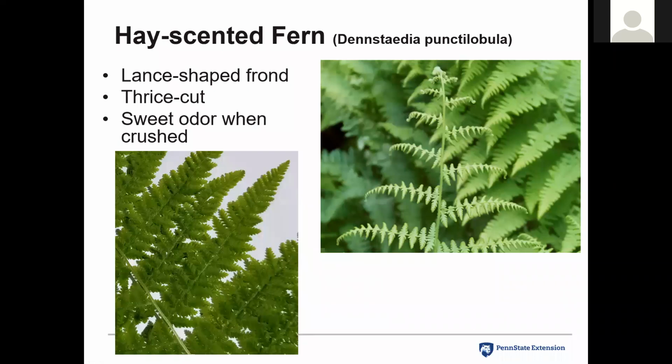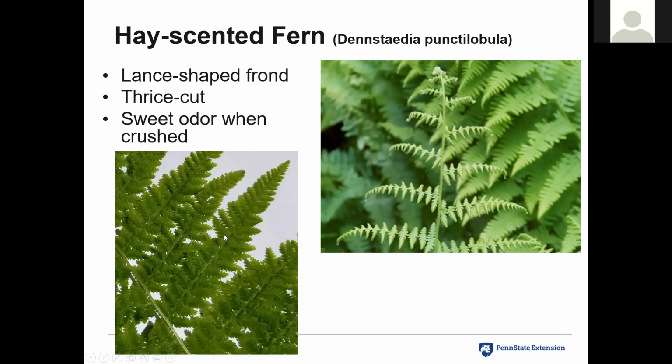So here's hay-scented fern. So the frond or the leaf on hay-scented fern is lance-shaped or triangular shaped in general. It's thrice cut, and I want to try to describe that to you. So what that means is that the stem is 3 times divided. So if you look in this image in the lower left here, this is the main stem of the frond. So that's divided by these individual leaves, I'll say. And then you have the stem here, and that stem is also divided by these individual smaller leaflets. And then those individual leaflets are also divided.